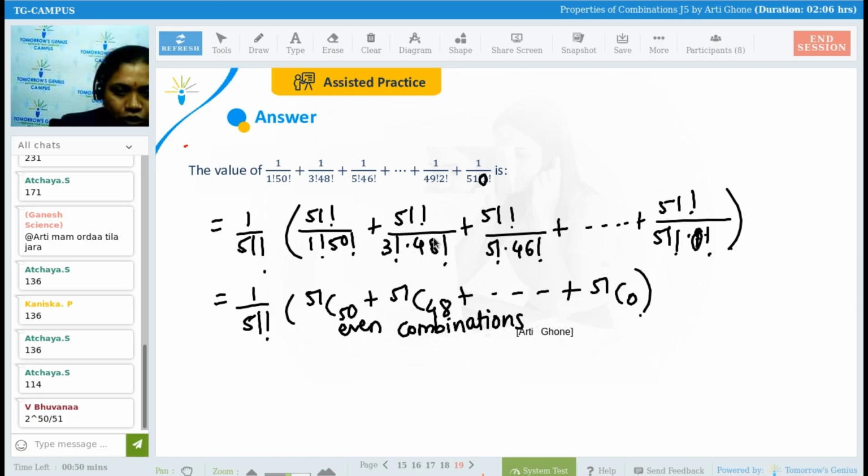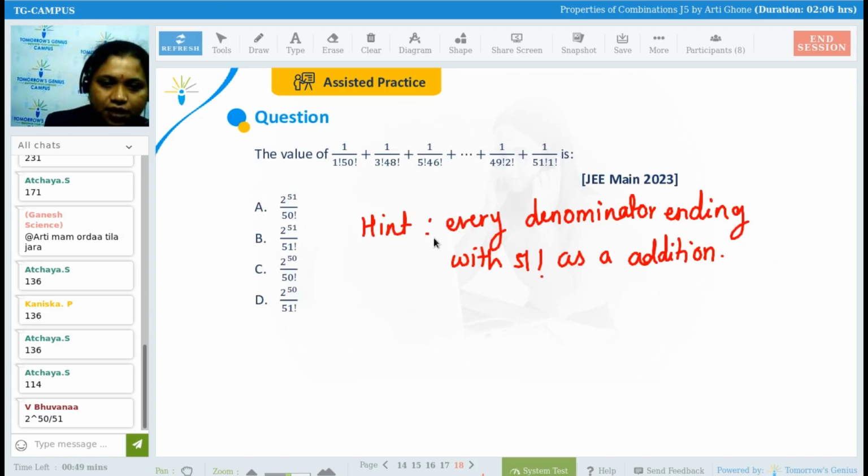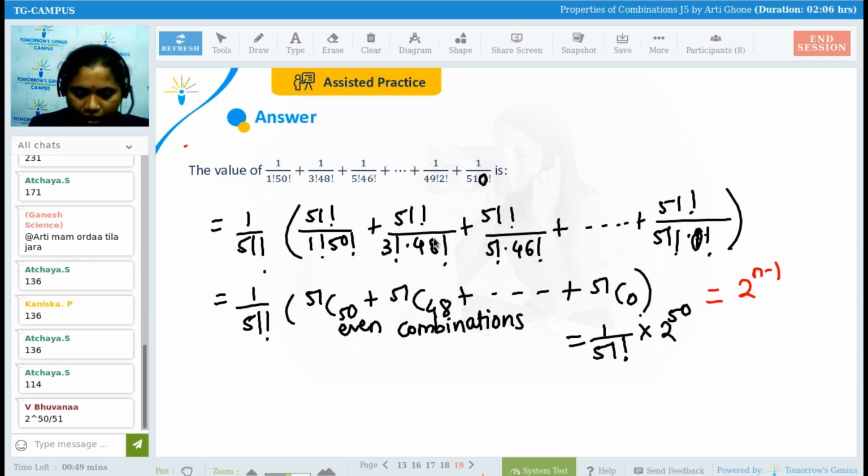So what is the answer of the even combinations addition property? It is always equal to 2 raised to power n minus 1, right? So here it is equal to 1 upon 51 factorial into 2 raised to power 51 minus 1, that is 50. So the correct answer is D. And even if you see the denominator 51 factorial, only 2 options have it, so obviously the answer will lie in either B or D. Clear how simple it is? With the property it is simple, no?